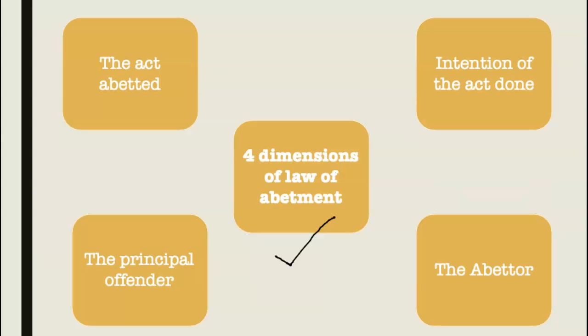So firstly, the act abetted: whether the act abetted has been done in consequence of the abetment or not, and what the whole scenario is regarding the same. Secondly, the intention of the act done. Though intention is not very important in the offense of abetment, you must be aware of the same. Thirdly, the abettor, what is the state of mind of the abettor, and lastly, the principal offender.